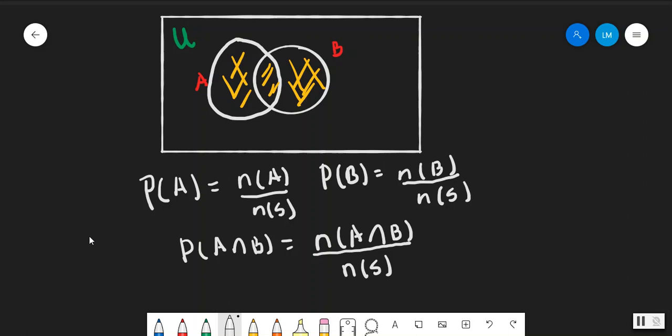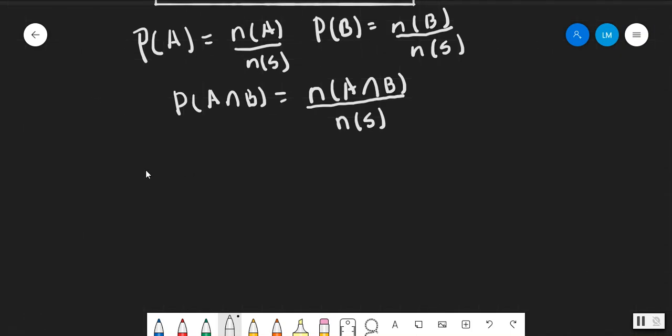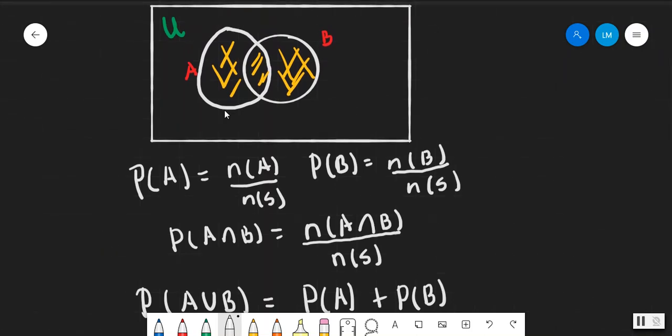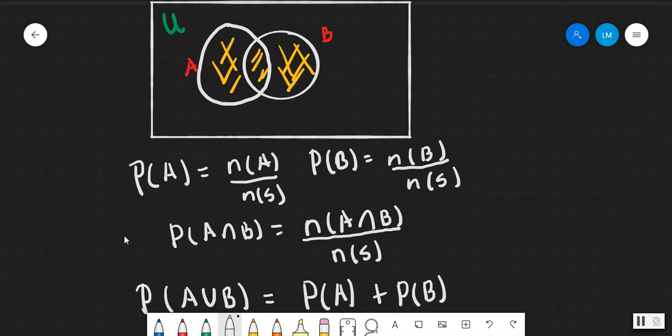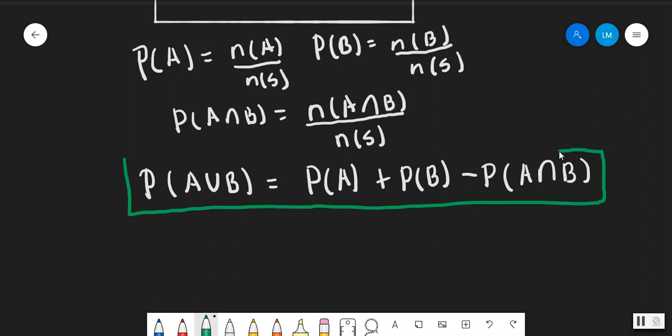My goal here is to figure out the probability of the union of the two events. The probability of the union of the two events, the probability of A or B, is equal to the probability of A plus the probability of B. Now if I scroll back up and look at my Venn diagram, I'll notice that if I added both the probabilities of A and B respectively, I would have counted the intersection twice. So I need to subtract it from our sum. The probability of A intersect B has to get subtracted. This gives you your formula for finding the probability of two events if they have something in common.